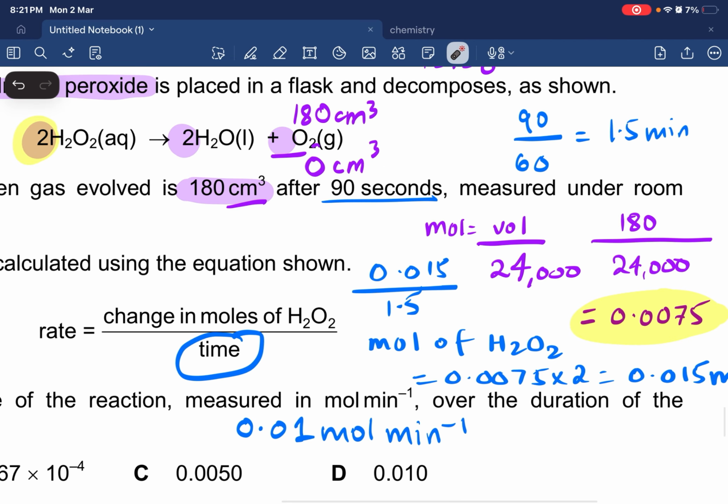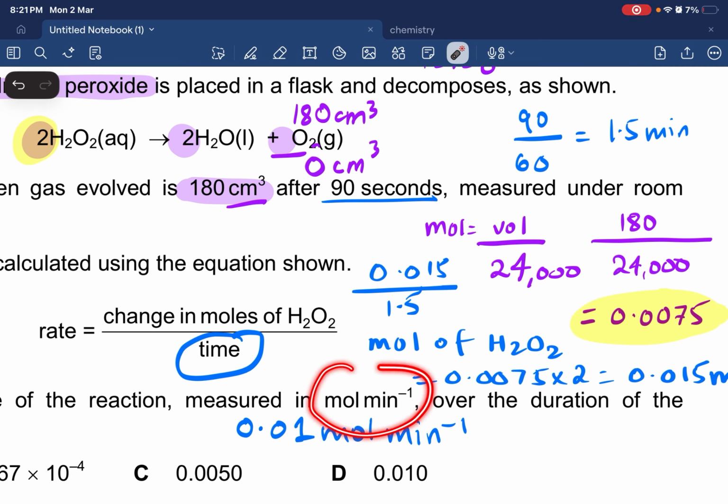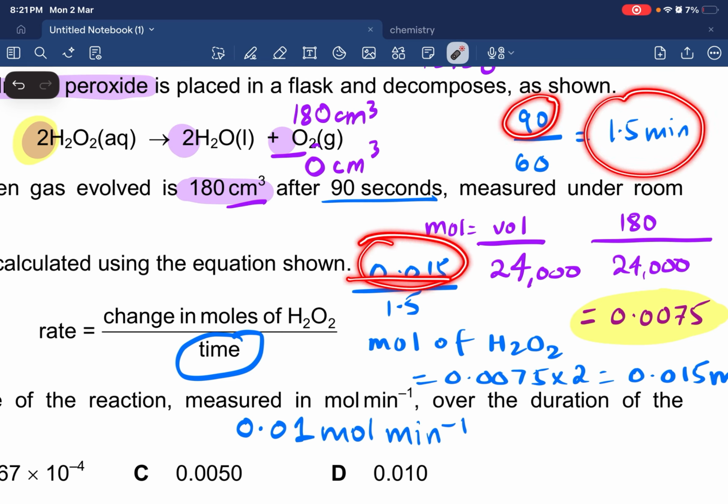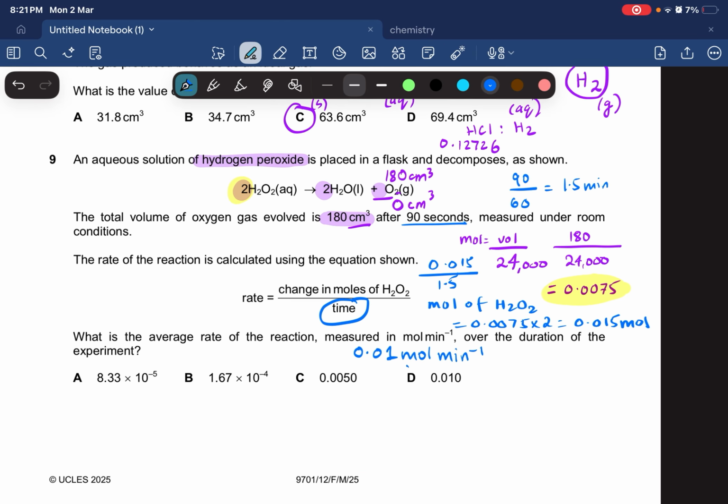I hope you got the working. First, we found the moles of our oxygen gas. After that, we found the moles of H2O2 because the rate is the change in the moles of H2O2. The change is double the moles of oxygen because it's a 2:1 ratio. Then we divided by the time in minutes, because they asked for mole per minute, and that was 1.5 minutes, which was 90 seconds. So 0.015, the change in moles, divided by the time gave me 0.01, which was this option.